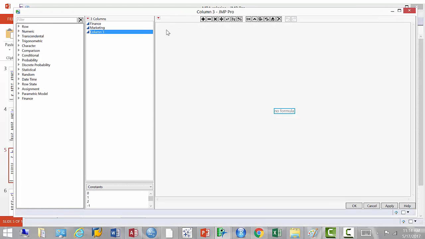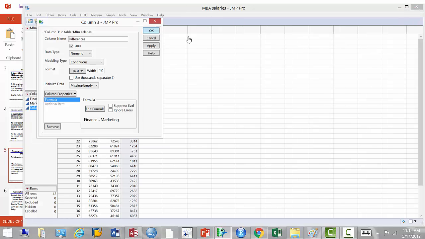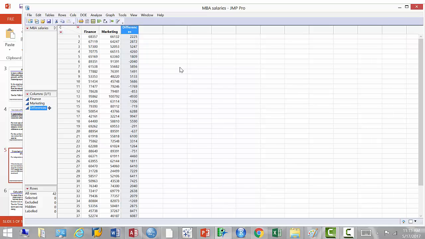Okay? So really what I want to do is subtract marketing from finance. Column 1 minus column 2, matching observations. So I click on finance, and in this area you can see the formula shaping up. I click finance, and I click the minus sign, and then I click marketing, and there it is, finance minus marketing. Okay? And then I just have to say okay, okay, and there it is.